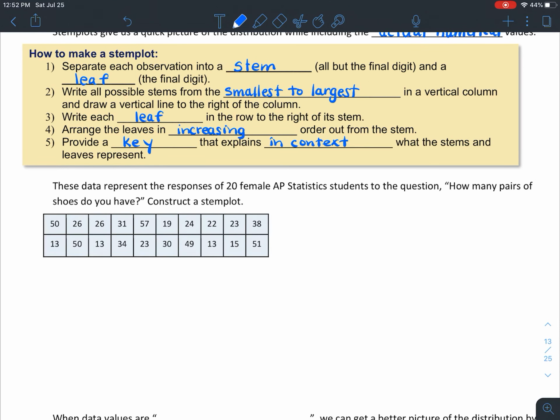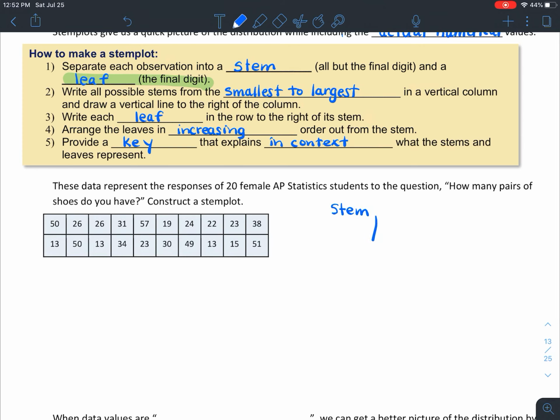It says, these data represent the responses of 20 female AP statistics students to the question, how many pairs of shoes do you have? And it's asking us to construct a stem plot. Okay, so here we have the 20 answers for these female AP stats students, and it says here to separate each observation into a stem and a leaf. Now here's the key. The leaf is always the final digit, okay?